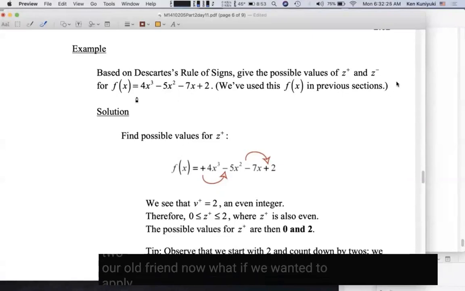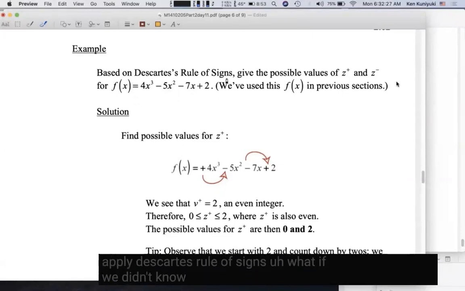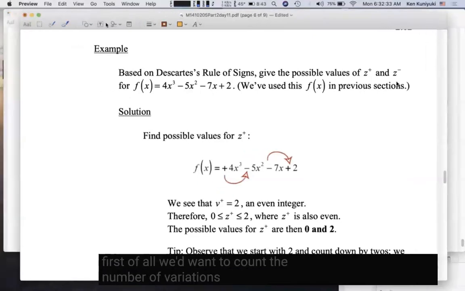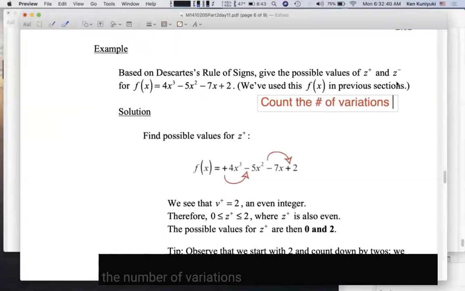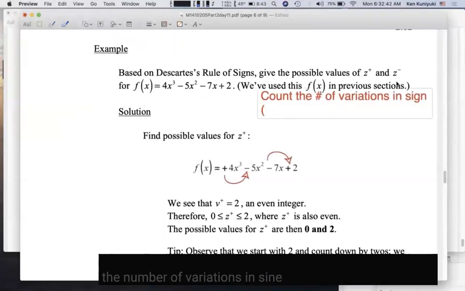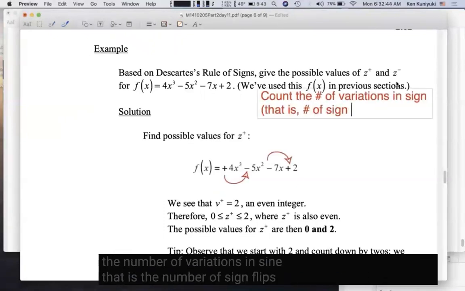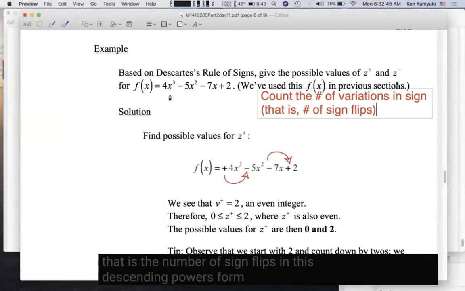Now, what if we wanted to apply Descartes' rule of signs? What if we didn't know the zeros already? What if we wanted to apply this rule? First of all, we'd want to count the number of variations in sign, the number of sign flips. Variations in sign, that is the number of sign flips in this descending powers form.